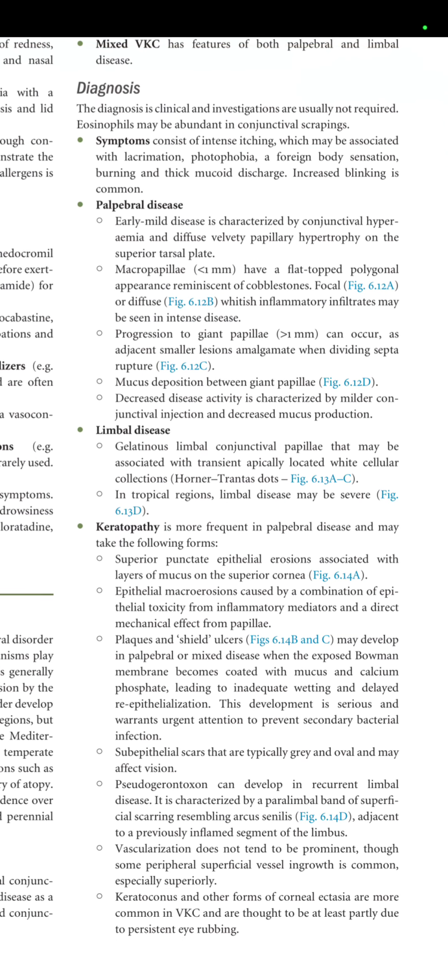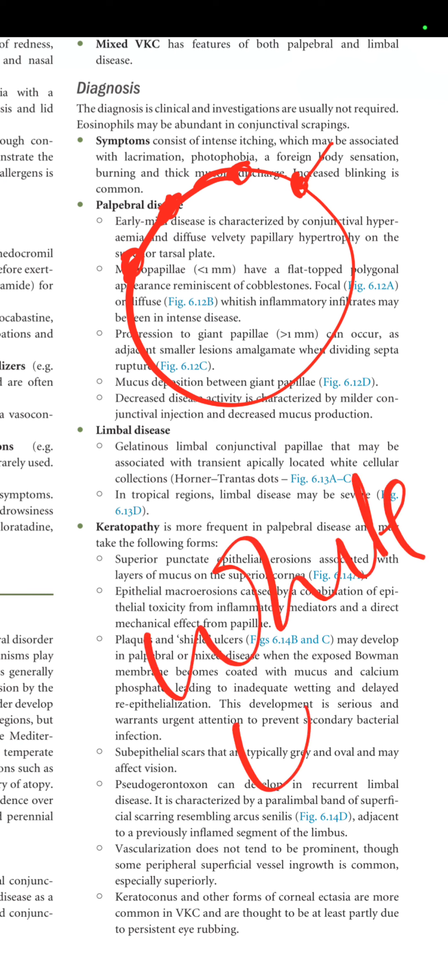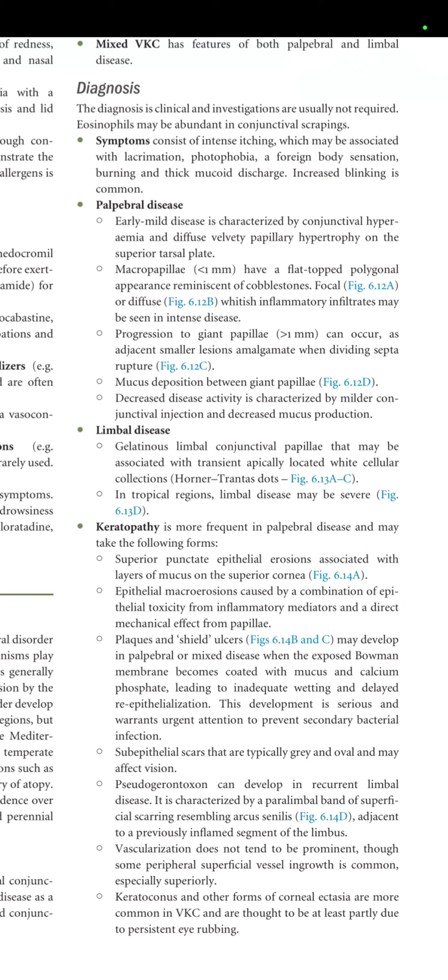Limbal disease. Gelatinous limbal conjunctival papillae may be associated with the transient apically located white cellular collection, Horner Trantas dots. In tropical regions, limbal disease may be severe. Basically, in limbal disease, there will be papillae formation in the limbal area, with usually a whitish cellular collection, and these are known as Horner Trantas dots.